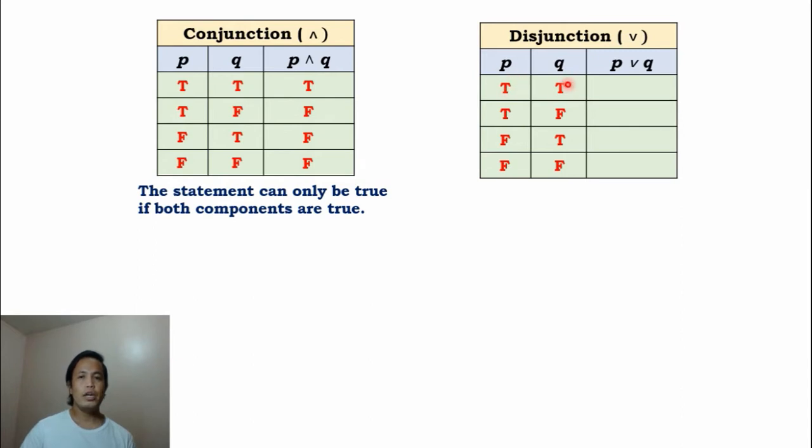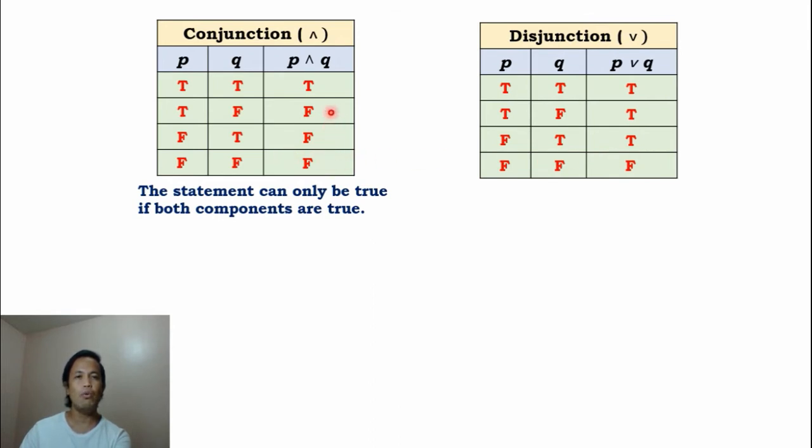If the P is true and the Q is true, then the compound statement for disjunction is also true. Another possibility, of course, is if the P is true and the Q is false, then the whole compound statement for disjunction is true. If the P is false and the Q is true, then the whole compound statement is true. And another, if the P is false and the Q is false, then the whole compound statement must be false.